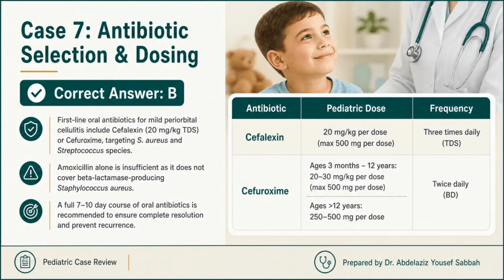The correct answer is option B, cephalexin or cefuroxime. First-line oral antibiotics for mild periorbital cellulitis include cephalexin at 20 mg per kilogram per dose 3 times daily with a maximum of 500 mg per dose, or cefuroxime. For cefuroxime in children aged 3 months to 12 years, the dose is 20 to 30 mg per kilogram per dose twice daily with a maximum of 500 mg per dose. In children over 12 years, the dose is 250 to 500 mg per dose twice daily.